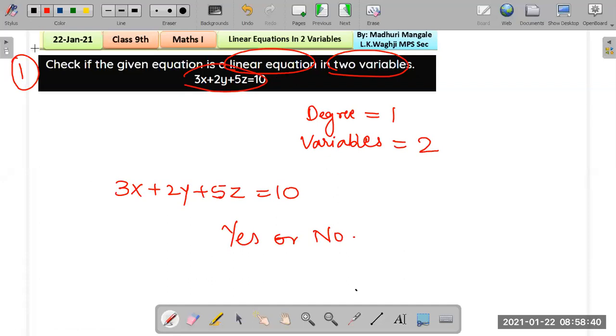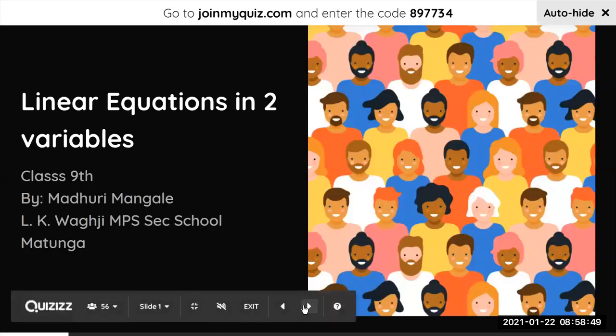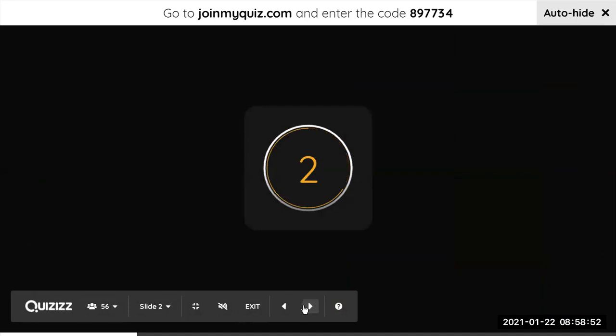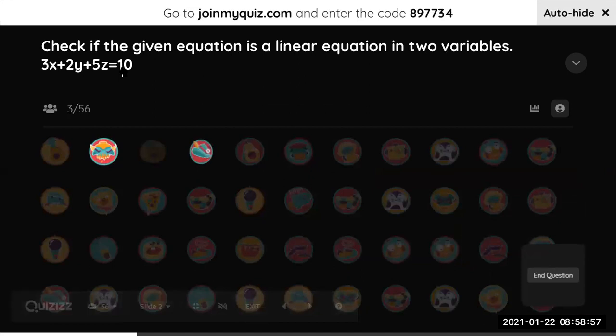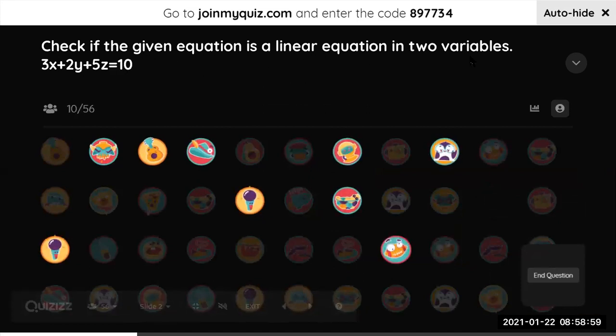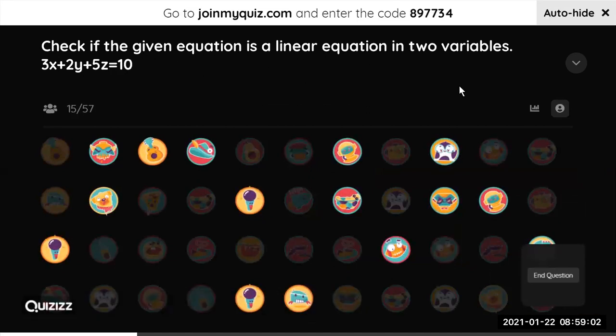So now you go back to the quizzes link, and there you should be able to see the question with options. You can answer. Check if the given equation is a linear equation in two variables. You have to either answer yes or no. It should have 1 as the highest degree and it should have two variables. Does it have two variables?